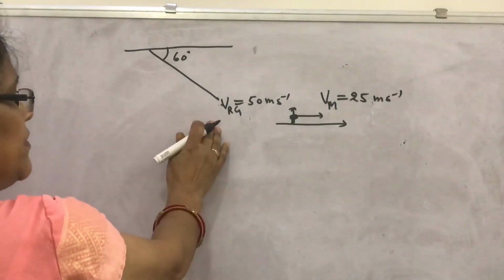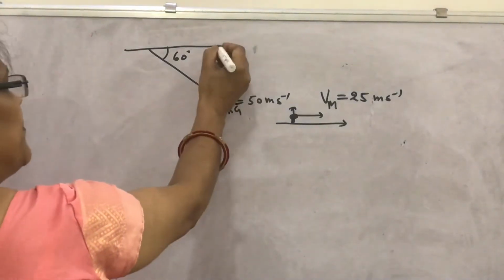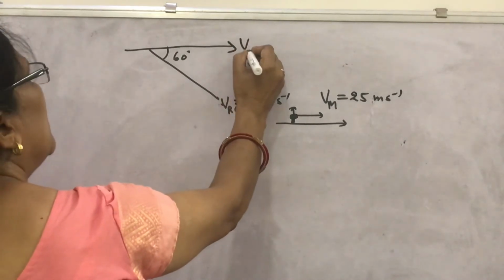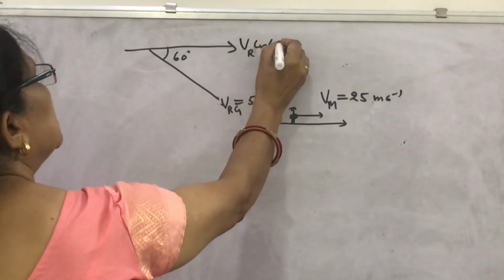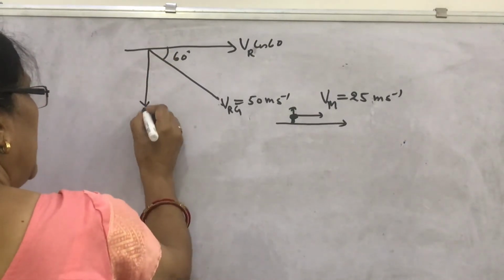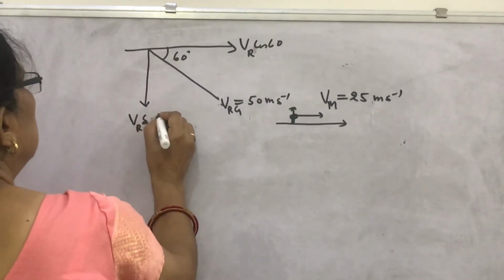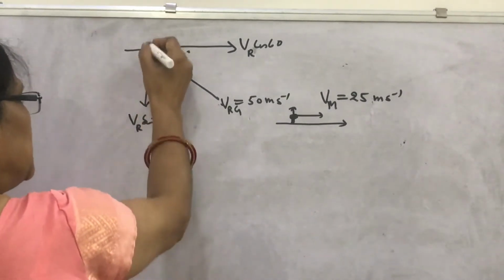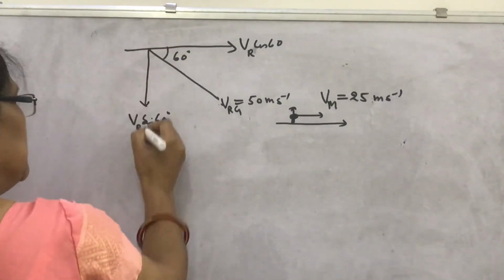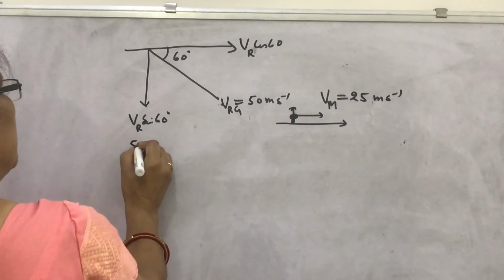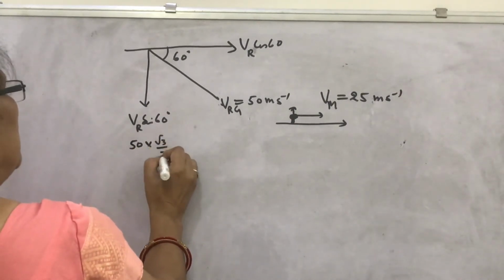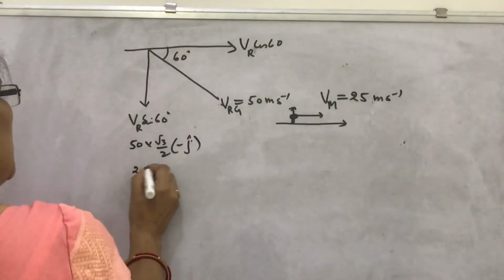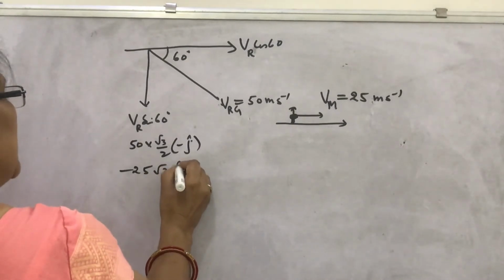Look here, this is the velocity of rain, given as 50 meter per second at a 60-degree angle. So you take the components: this will be VR cos 60, and this will be VR sin 60. Look, this is the downward direction. So if you show it in vector form, this is the minus j axis. So what will you write here? 50 into root 3 by 2 into minus j cap, the unit vector along the y axis. So it will be minus 25 root 3 j cap.